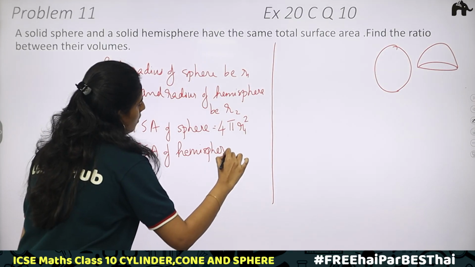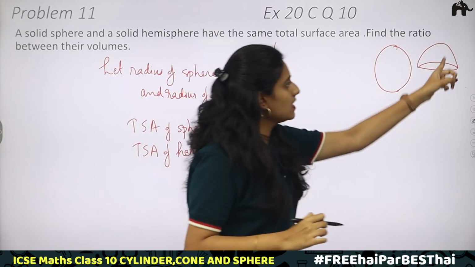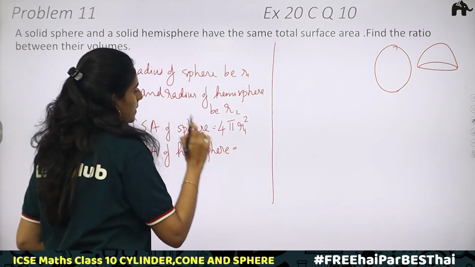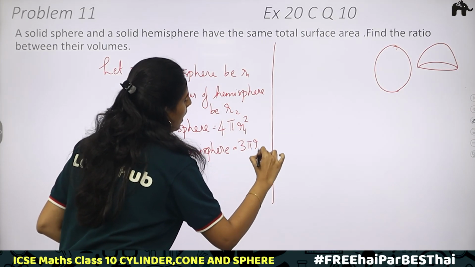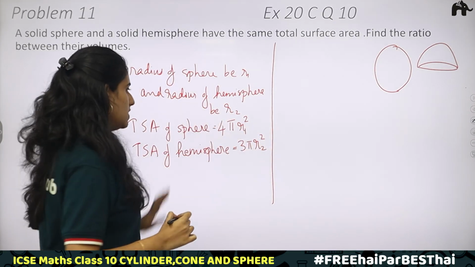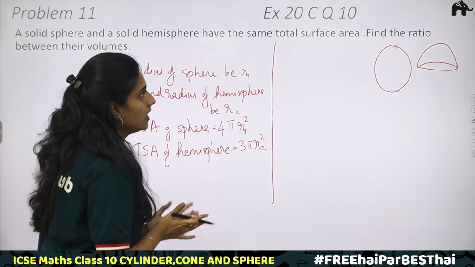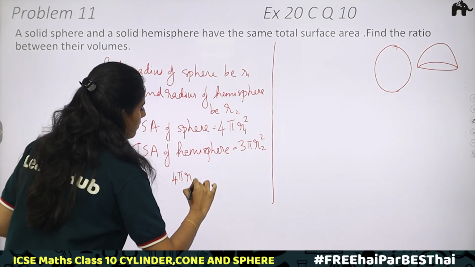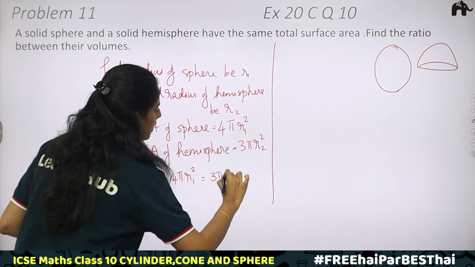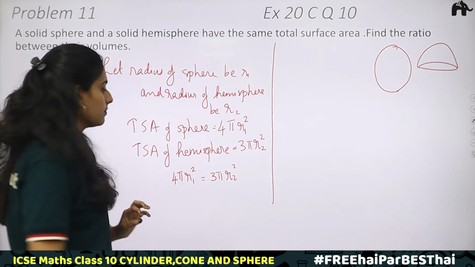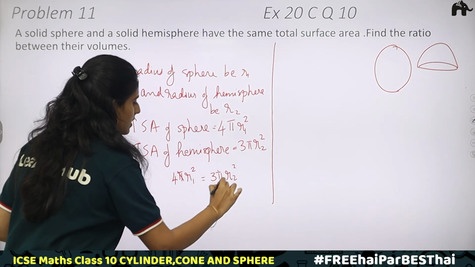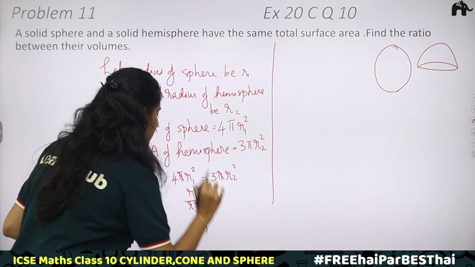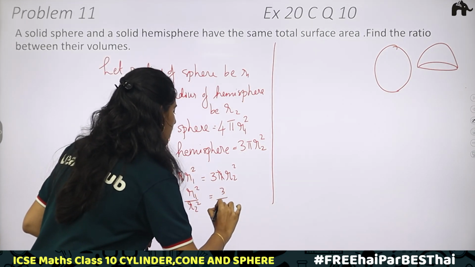Total surface area of hemisphere. Total surface area of hemisphere will be equal to the curved surface area plus area of base. Base is a circle. So we will be getting 3 pi R2 square. R2 is the radius of hemisphere. Given that in the question the total surface areas of the sphere and hemisphere are equal, which means we can write 4 pi R1 square equal to 3 pi R2 square. From which we can cancel pi. R1 square divided by R2 square is equal to 3 by 4.